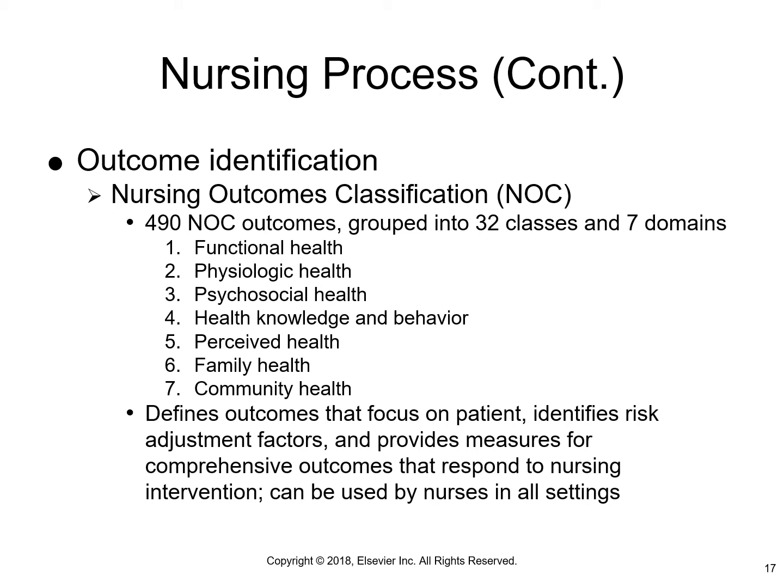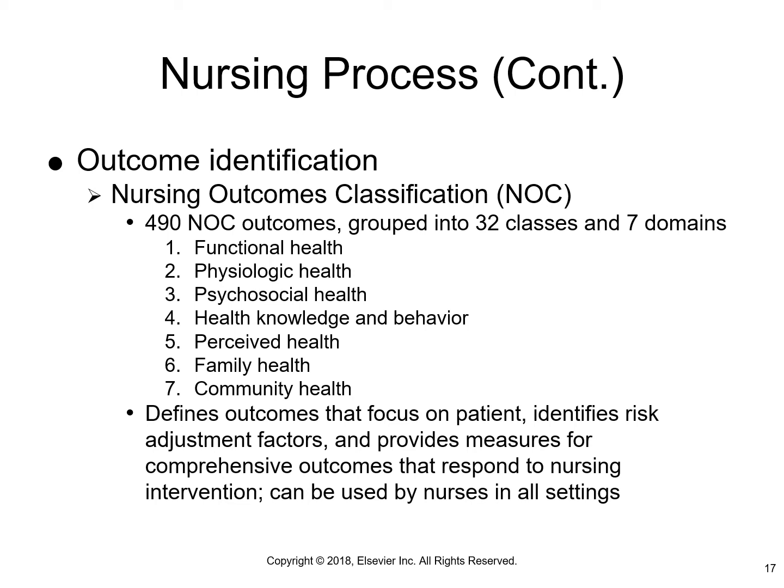There is the Nursing Outcomes Classification, or NOC. They are grouped into 32 classes and 7 domains, which include functional health, physiological health, psychosocial health, health knowledge and behavior, perceived health, family health, and community health. It defines outcomes that focus on the patient, identifies risk adjustment factors, and prioritizes measures for comprehensive outcomes that respond to nursing interventions and can be used by nurses in all settings.